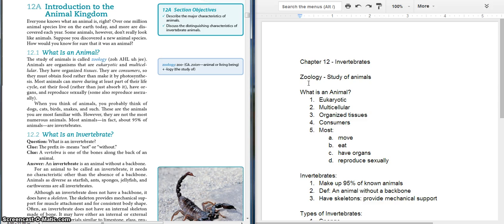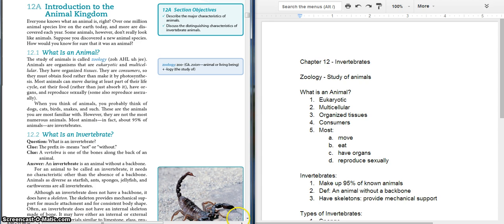Well, as we think of animals, our book points out to us, typically we think of our lions, tigers, and bears. Oh my. Those really are the minority of animals. Majority of animals are invertebrates. So we're going to begin our discussion of animals with invertebrates. Invertebrates, you see in our notes over here, make up 95% of known animals.